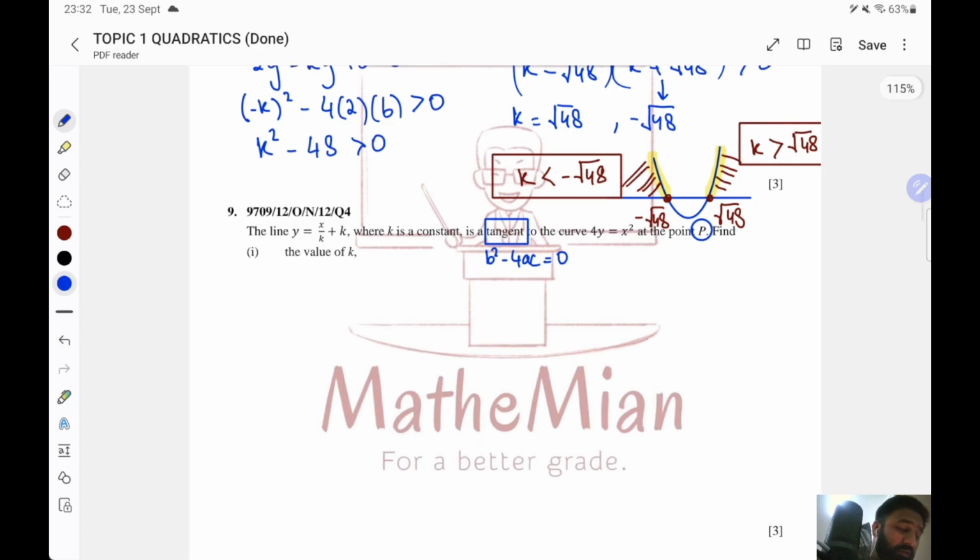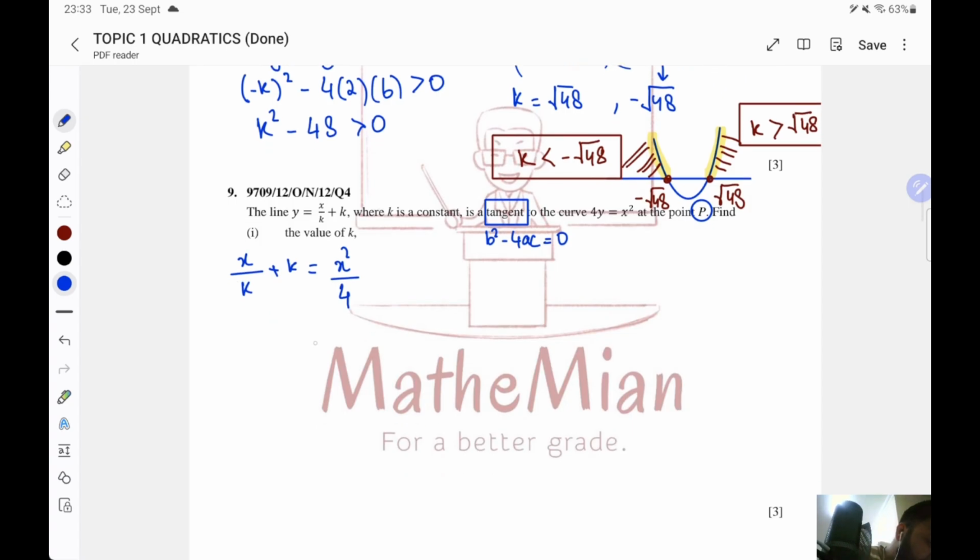Now it's simple. We are going to first solve both the equations simultaneously, and for that we can make y the subject. For the first one, y is already the subject. x divided by k plus k will be equal to x square divided by 4. If we further simplify, it is going to be x square plus k square equal to kx square divided by 4, so 4x square minus kx square plus k square equal to 0.